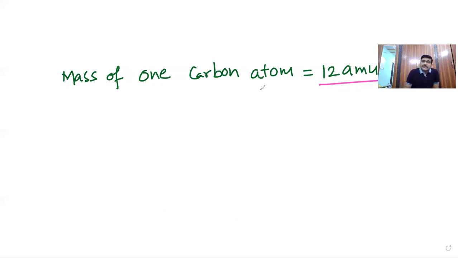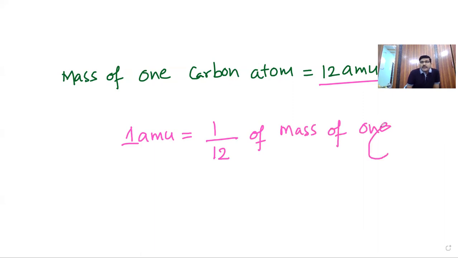In the previous session, we have also seen that in the reverse, one atomic mass unit can also be expressed in terms of the mass of one carbon atom: it is 1 by 12th of the mass of one carbon atom.